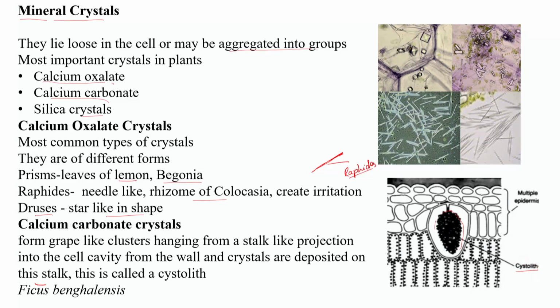Silica crystals are also observed. Sometimes they form on the leaves of many plants. You can see they have a rough appearance because of the presence of those silica crystals. So this was all about ergastic substances.